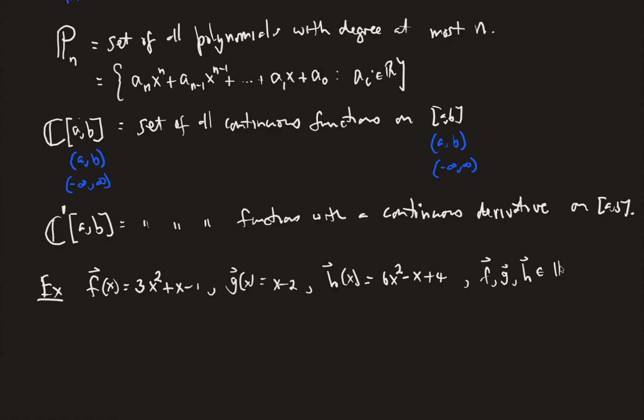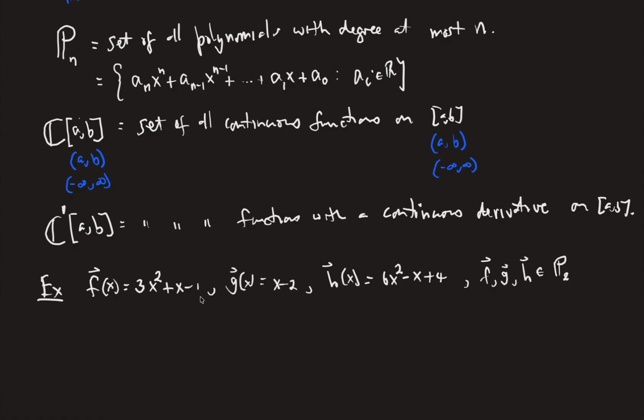I was about to write R2, but P2. Now, what's also true is that these are vectors in P3 and P4, because again, as long as all of the degrees are less than or equal to your n, then they belong to that space. All right. So here's my question: can h be written as a linear combination of these two?